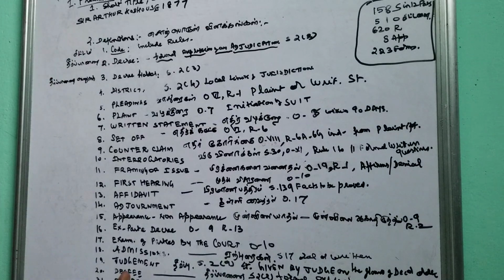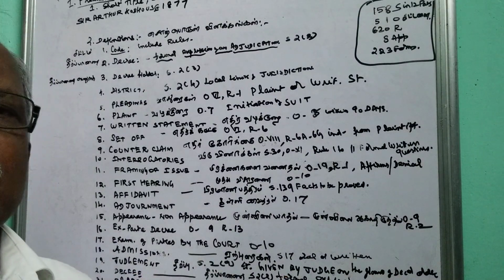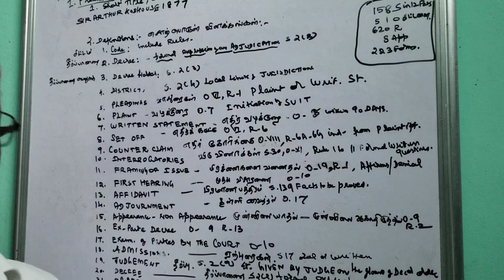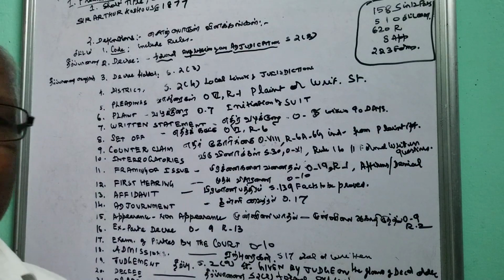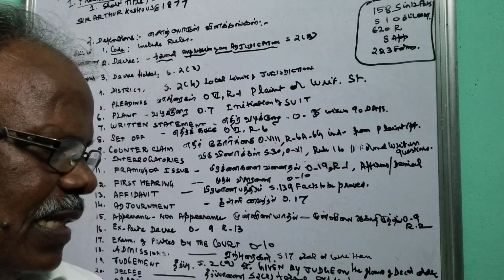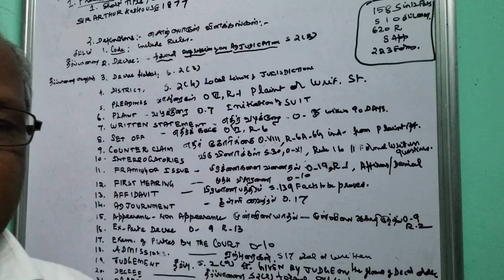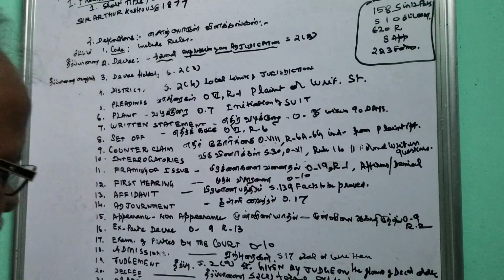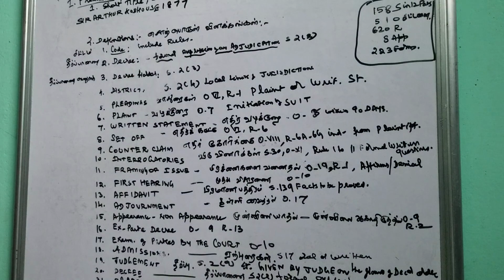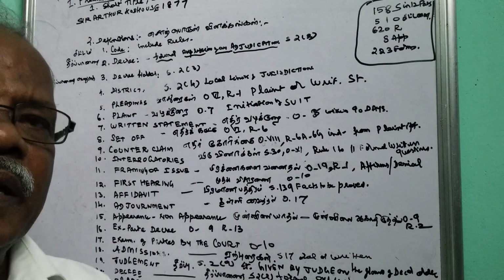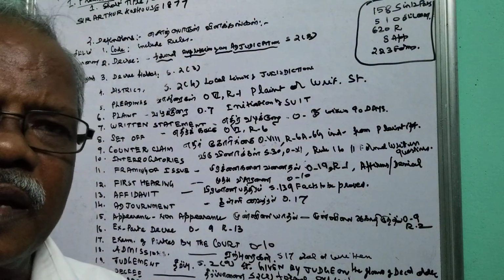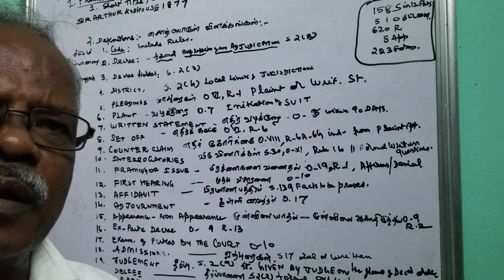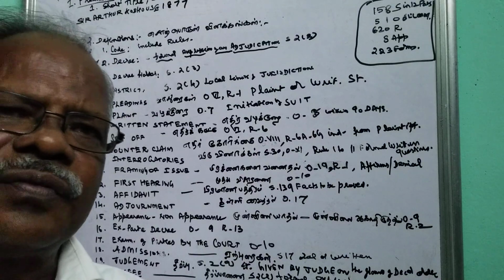Then decree. Decree means formal expression. After the judgment, the formal expression of the judgment is known as a decree. Then the order. The order may be an interim order, interlocutory order, or injunction order. An order may not be the final one.